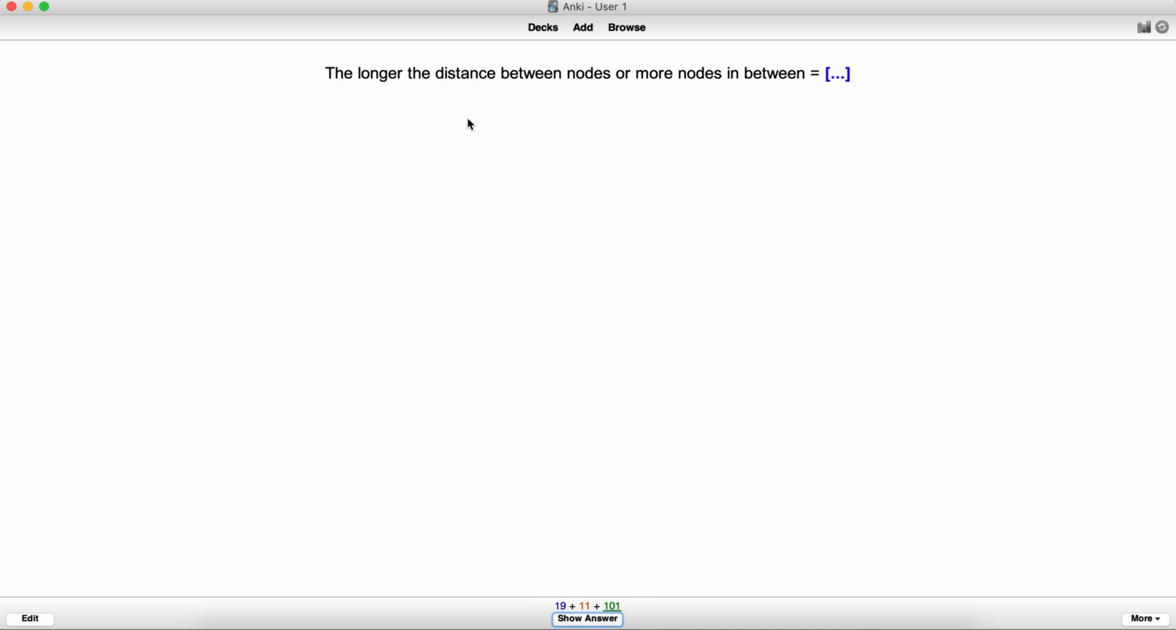The longer the distance between nodes, or the more nodes in between, the less connected the ideas are, or the longer it takes to verify the connection. What do we do on the sensory cortex and the parietal lobe? Clear start and end goals.